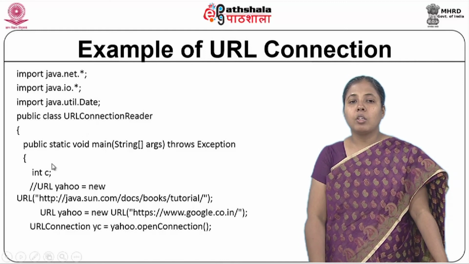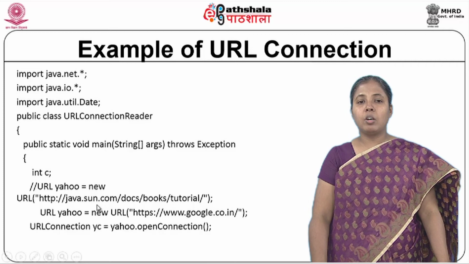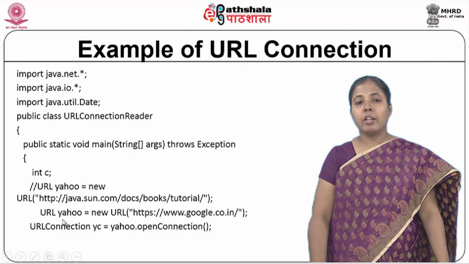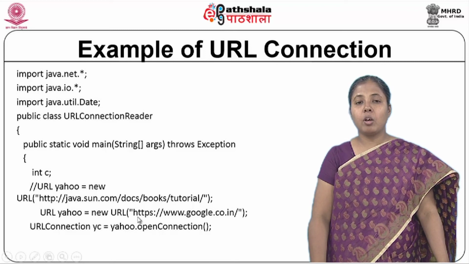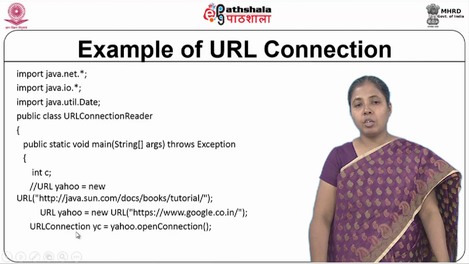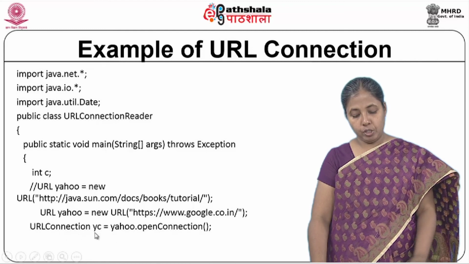Now, the first step you need to create a URL object. This step is actually commented, so please leave this line. The next line you create a URL object. This is the first thing you are trying to do, create a URL object. The next step, use the openConnection method with the URL object and create a URLConnection object.